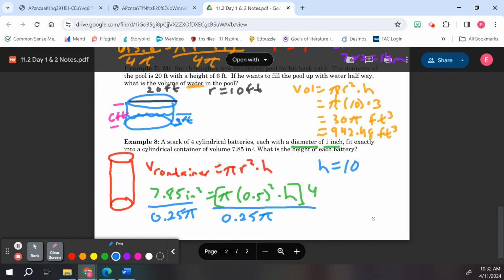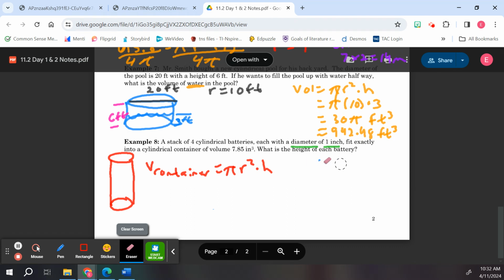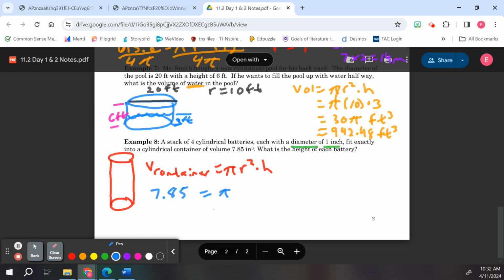Why did they do it this way? Hold on. I think my notes are a little weird, guys. Let's just start this over. I think someone else did this lesson and it's a little off. I don't know why it's doing this. So we're still going to do the container. That's still going to be 7.85 equals pi times 0.5 squared times h. This whole thing is multiplied by 4.